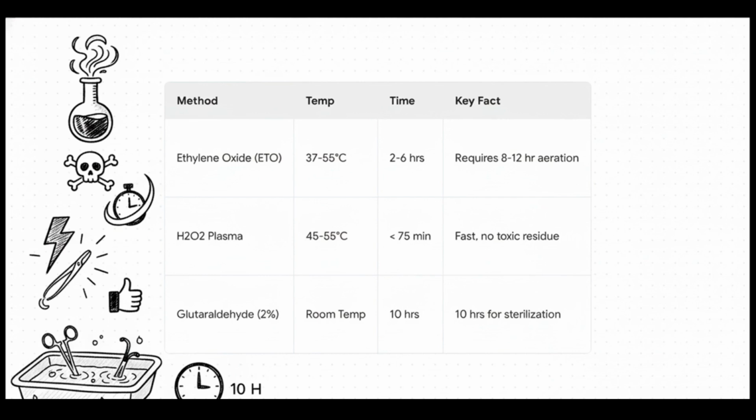Then you have hydrogen peroxide plasma, which is the modern fast choice. It gets the job done in less than 75 minutes, and there's no toxic junk left over. And while glutaraldehyde can sterilize, it takes a full 10-hour soak, which just isn't practical for most busy departments.